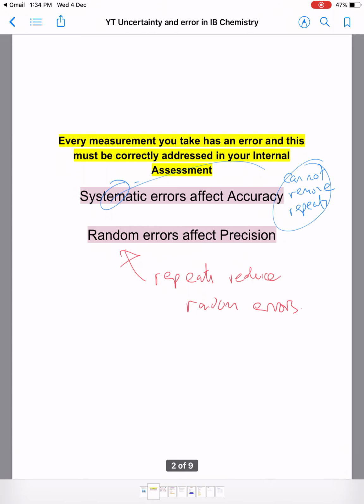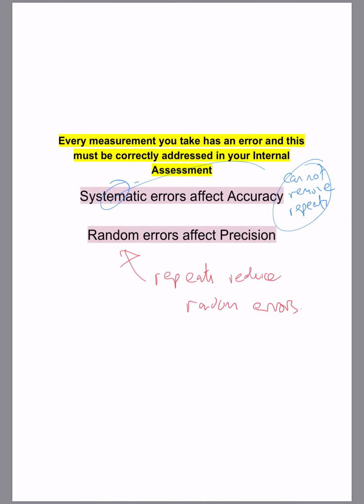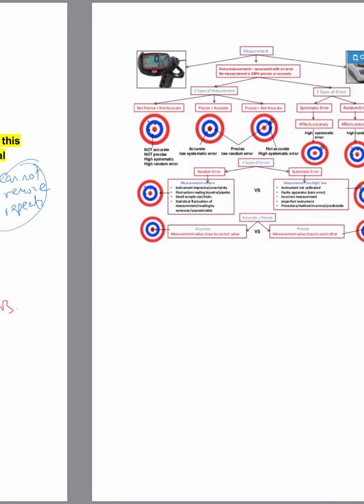So it's important to know, just to recap, equipment, random; humans, you, and anybody else, not that you're an idiot, but that you are limited as a human being, TOK; and the method, those are your systematic errors. Okay, systematic affects the accuracy, and random affects the precision. Got that clear? Let's move on.